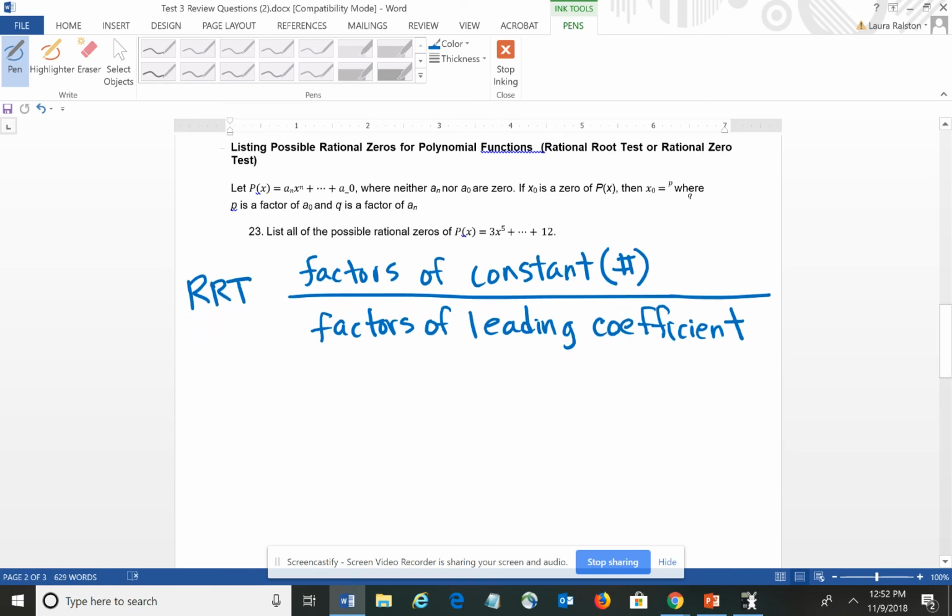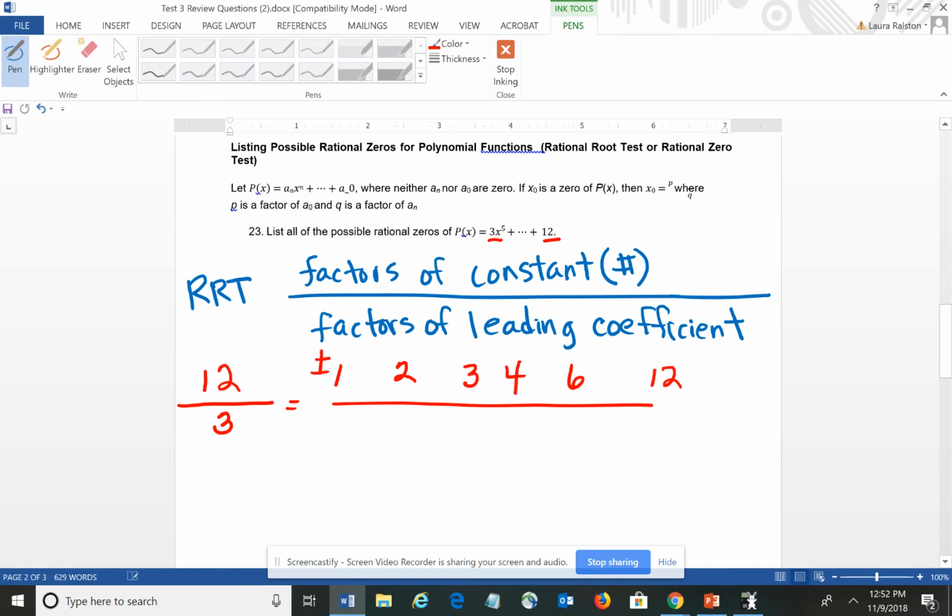So in this polynomial that we have here, they don't even give us the full polynomial. They give us the first term, 3x to the fifth, and the last term, which is 12. They don't give us all the in-between. We really only need those two numbers. The constant here is the 12, and the leading coefficient is 3. So if I think about the numbers that I can multiply together and get 12, I could do 1 times 12, 2 times 6, 3 times 4.